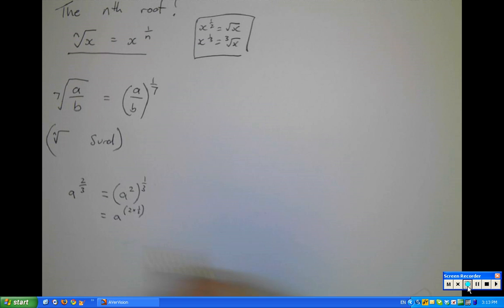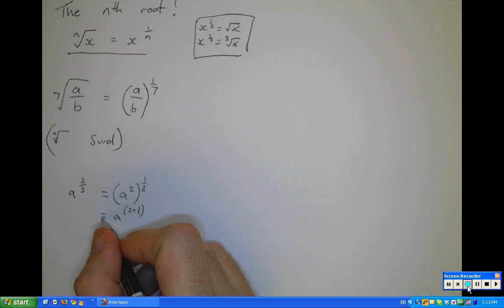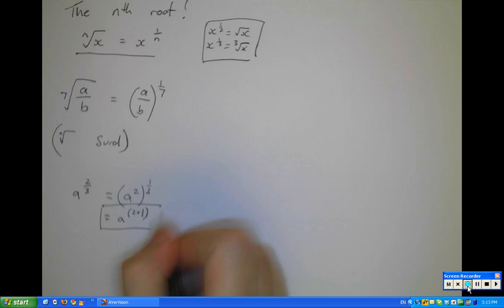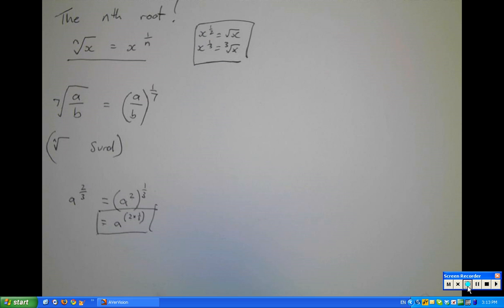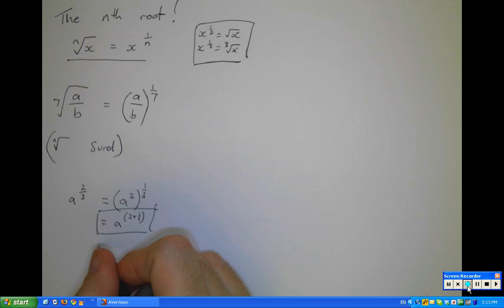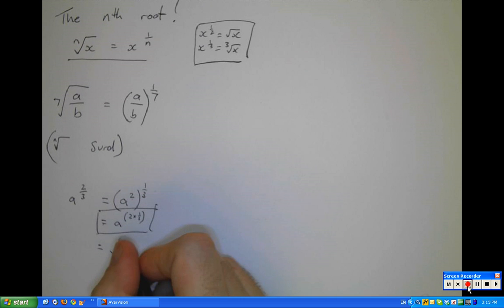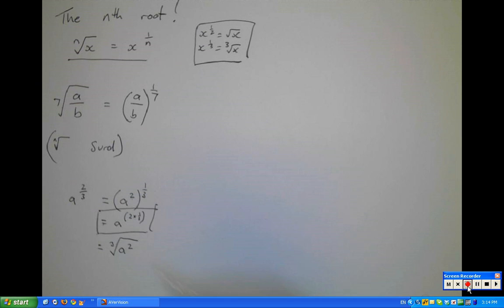Although, oopsies, just rub that out. We don't really need that now. I'll just put that in a box. Okay, so from here, what could I do with that? I could write it like this. I could say that that's equal to the cube root of a squared. That's getting that 1/3 and putting it here.